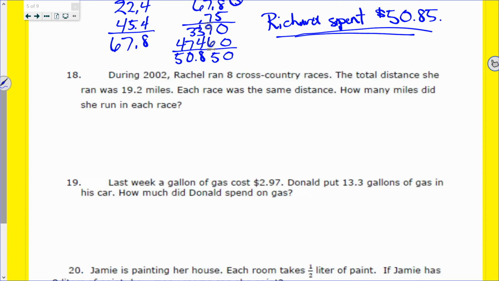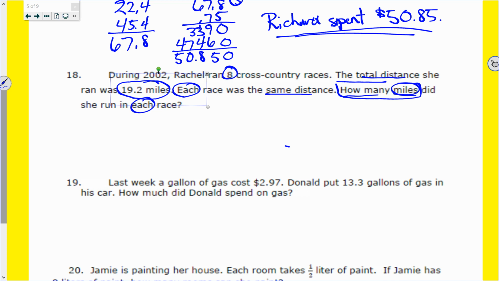In 2002, Rachel ran 8 cross-country races. The total distance she ran was 19.2 miles. Each race was the same distance. How many miles did she run in each race? On this one, again, it's straight up division. I know I had 19.2 total miles. She ran 8 races. So that's going to go twice. My decimal, don't forget, goes straight up. So each race was 2.4 miles.